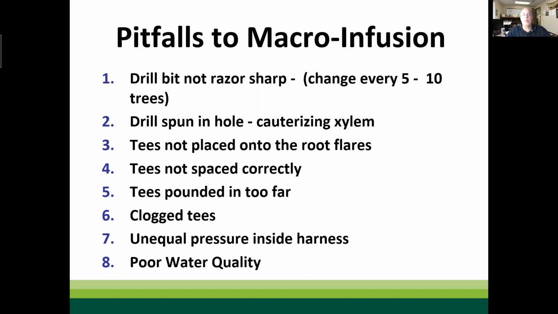If you have slow uptake on a tree, typically the average elm tree, no matter how much material you're putting in, 40 gallons, 50 gallons, 30 gallons, 20 gallons, 90%, 95% of those trees should take this up in less than an hour. If it's slower than that, odds are the tees are pounded past the current year xylem, you have clogged tees, or you might have unequal pressure. If you have poor water quality, you're in trouble. The water will be white, and the material crystallizes basically.